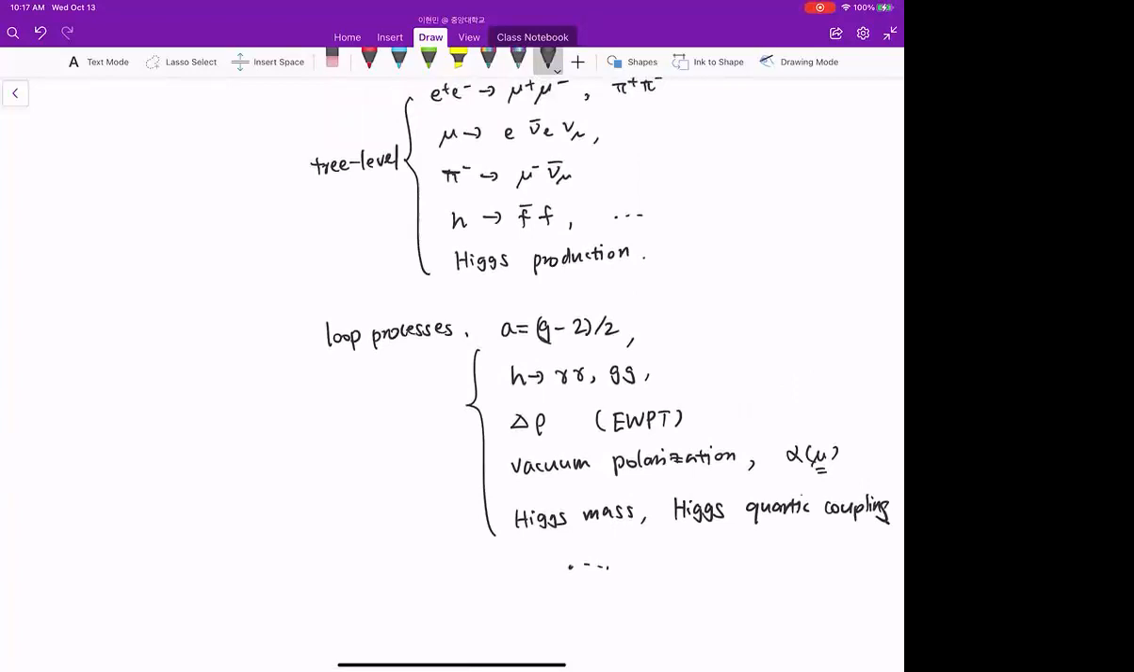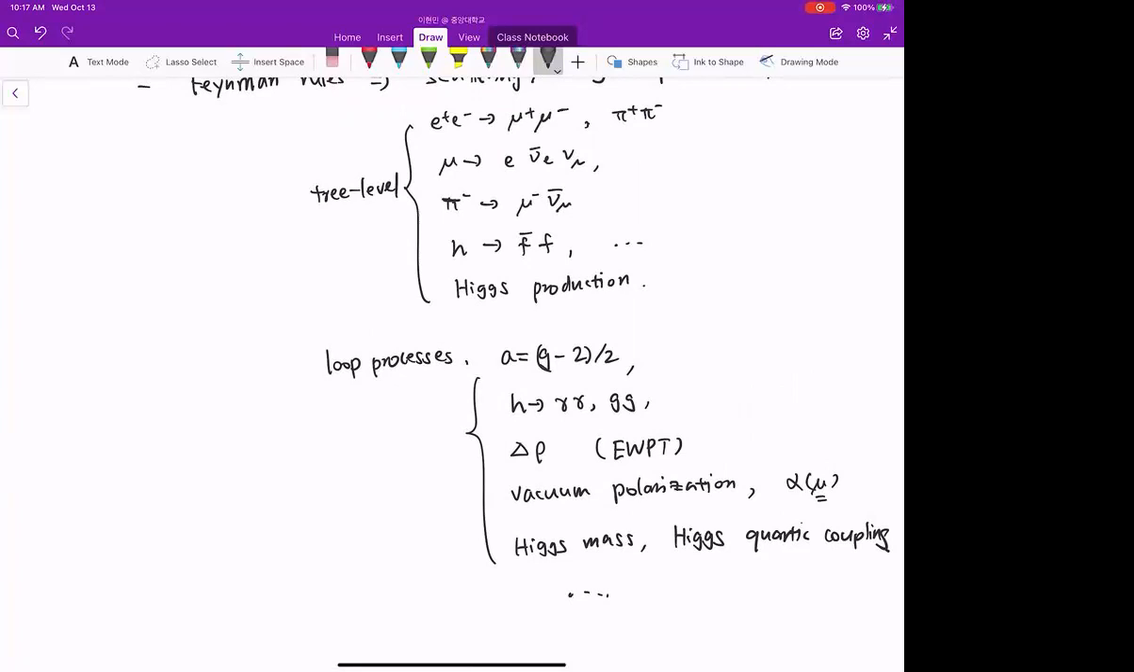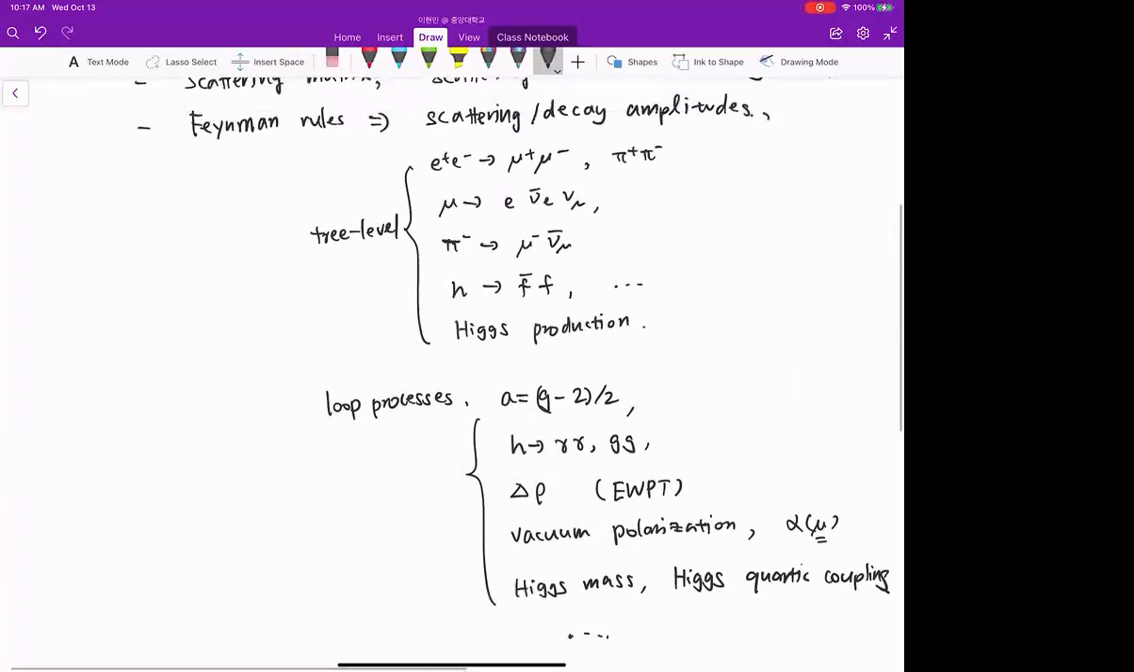Also tree-level processes. Here, most of the standard model particles are unstable, except proton and electron. So proton and electron, they are stable because of the electromagnetism. So they are the lightest charged particle, hadron and lepton. So they are stable except those two particles. All the other standard model particles are unstable. So the W boson is also unstable.